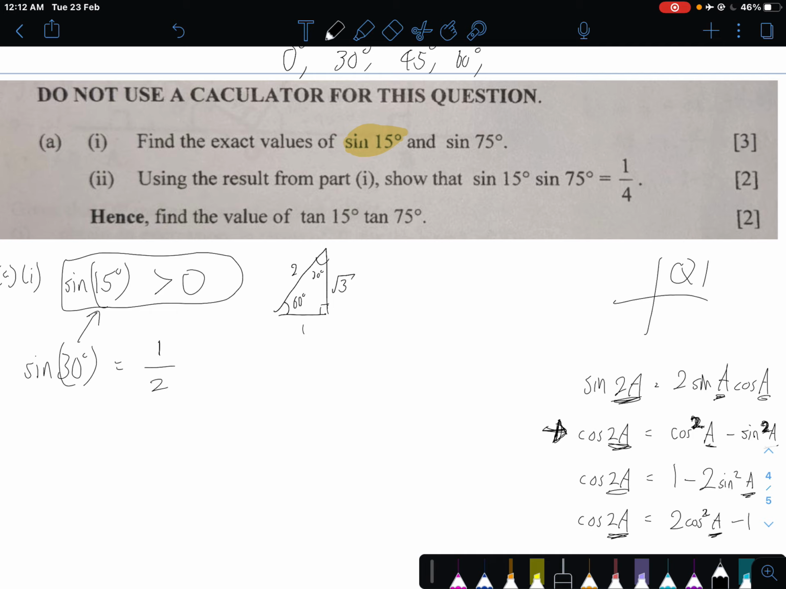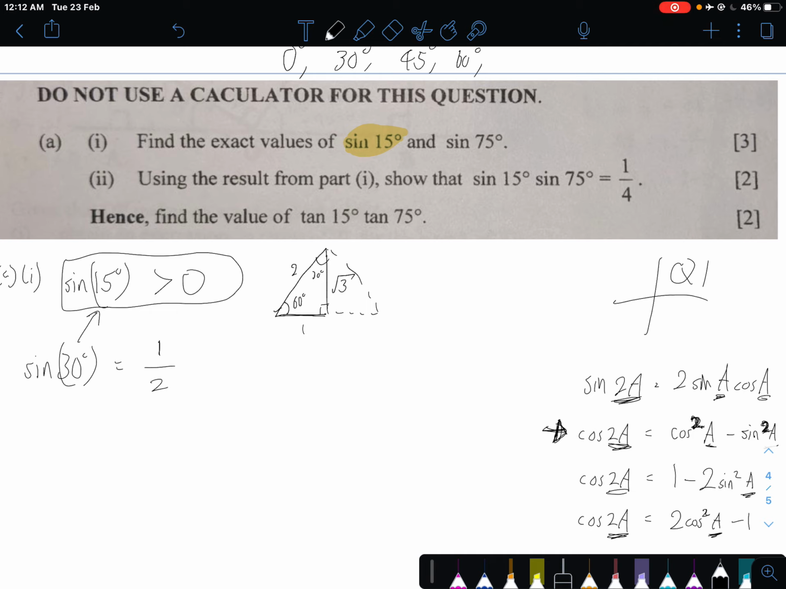Then you can work it out. What is sine of 30 degrees? Opposite over hypotenuse. It's a half. This is half of an equilateral triangle, right? Anyways, so sine of 30 degrees I know is half.